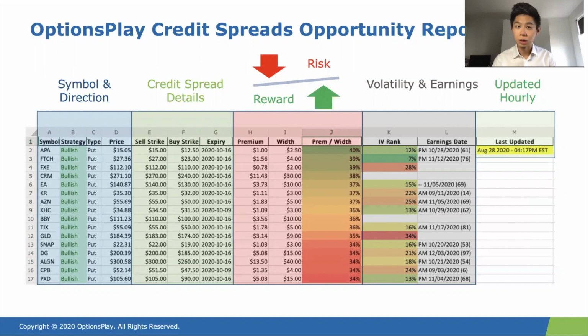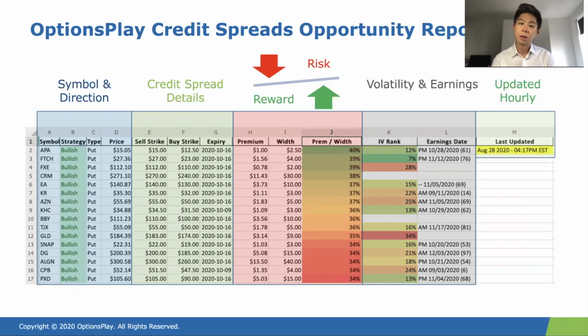Now, these opportunities still, at the very least, collect at least 1/3 of the width. So we're never taking on excessive amounts of risk whenever you're looking at any opportunities in this report, but always the ones at the top of the list are the ones that have the best opportunities.